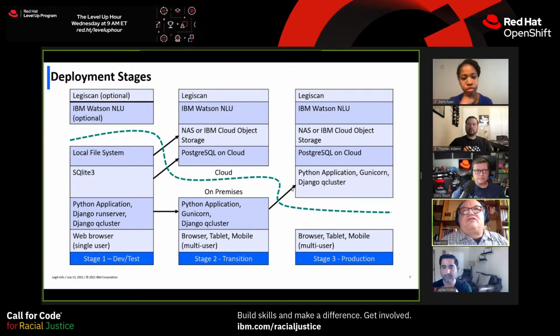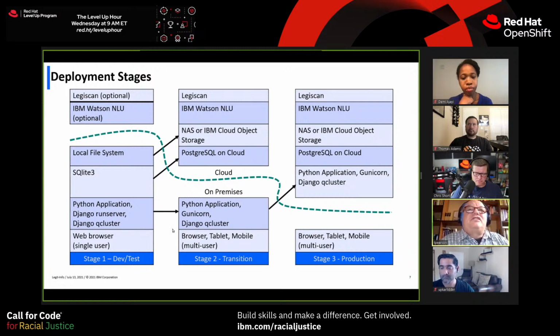And then once you're finally ready to run in production, here, what we do is we move the application, the Gunicorn, and the batch processing with the queue cluster in the cloud. And so the only thing you have locally would be your browser, your tablet, or your mobile phone.